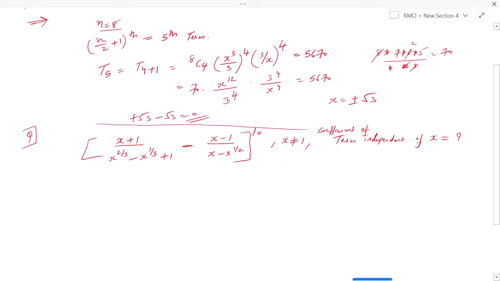You know this formula? a cube plus b cube is (a plus b) whole cube minus 3ab into (a plus b). And another formula, a cube plus b cube is (a plus b) into (a square minus ab plus b square). Okay, so we have to manipulate this a little, so pay attention.